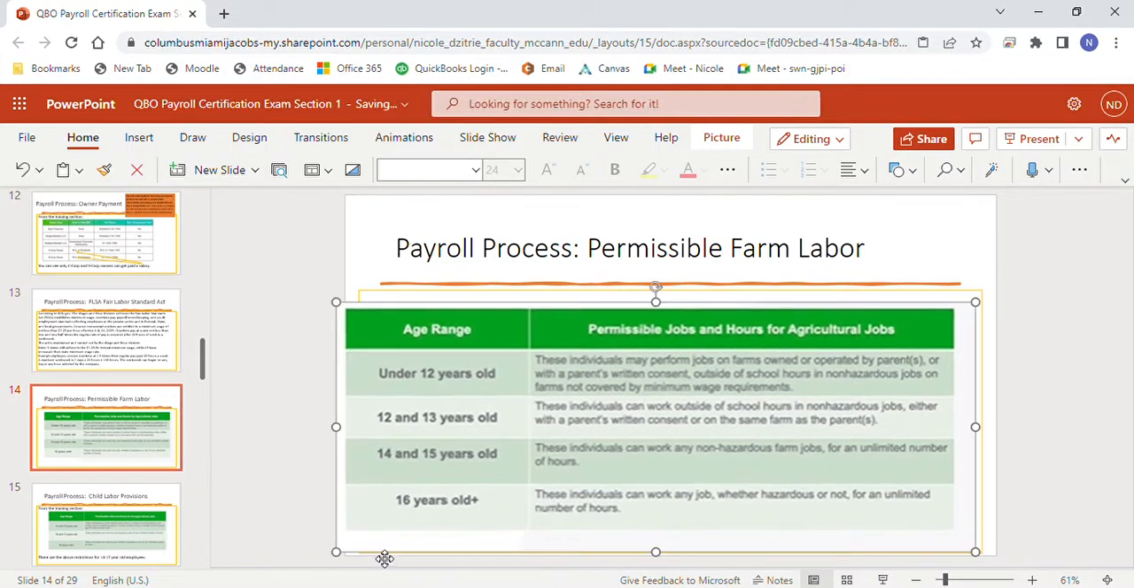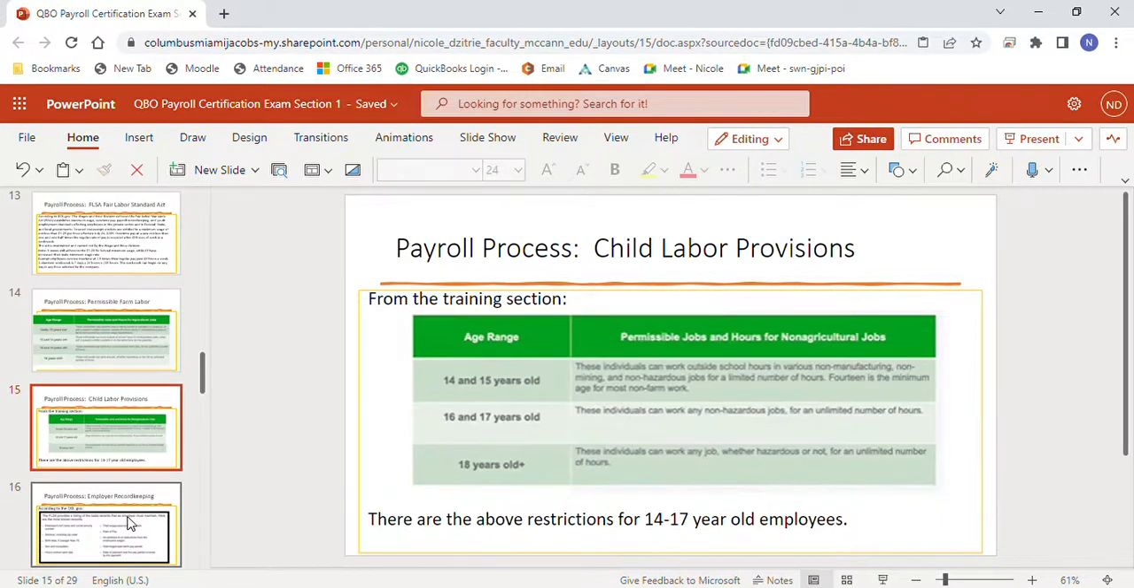But it's just saying the regulations, or what's permissible, as far as if you're under 12 years old and working on a farm, 12 to 13, 14 to 15, or 16 and older. And then here we have child labor provisions.